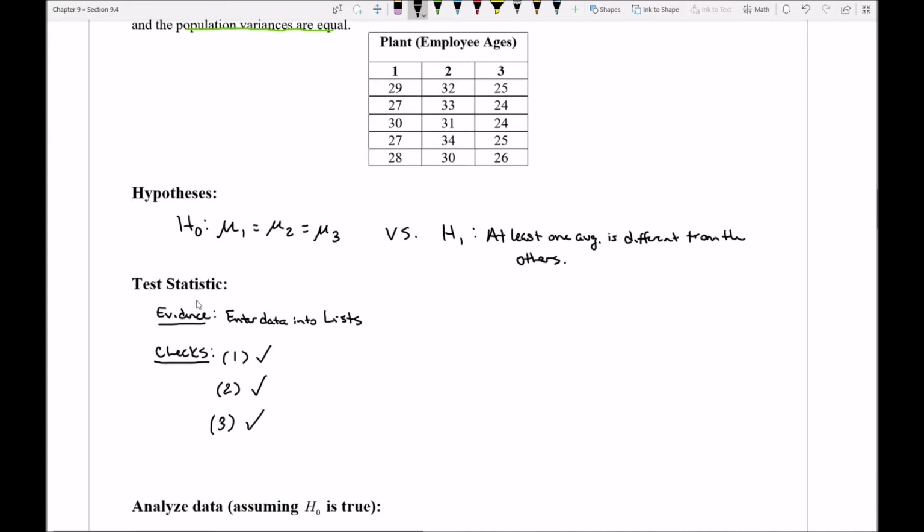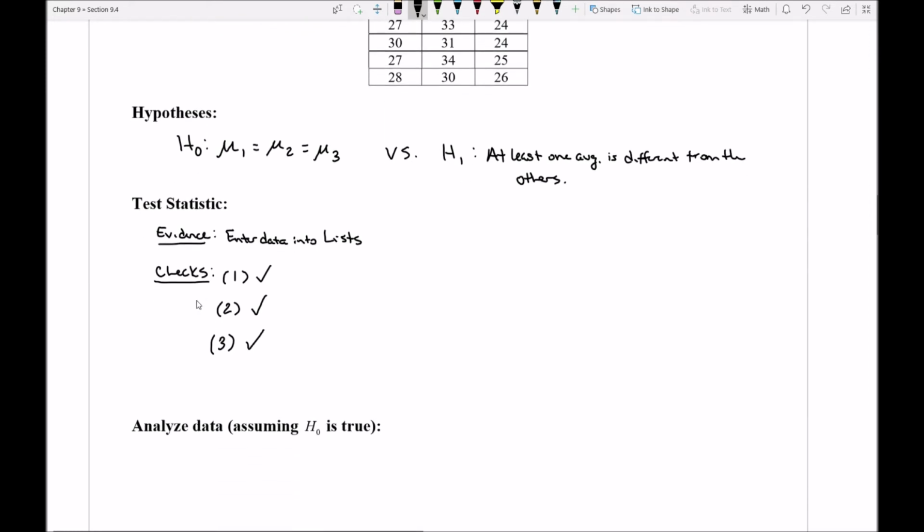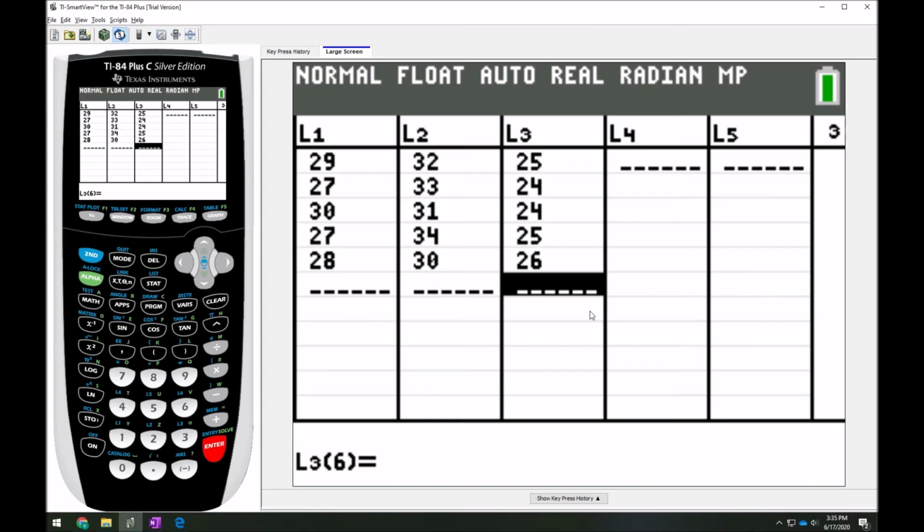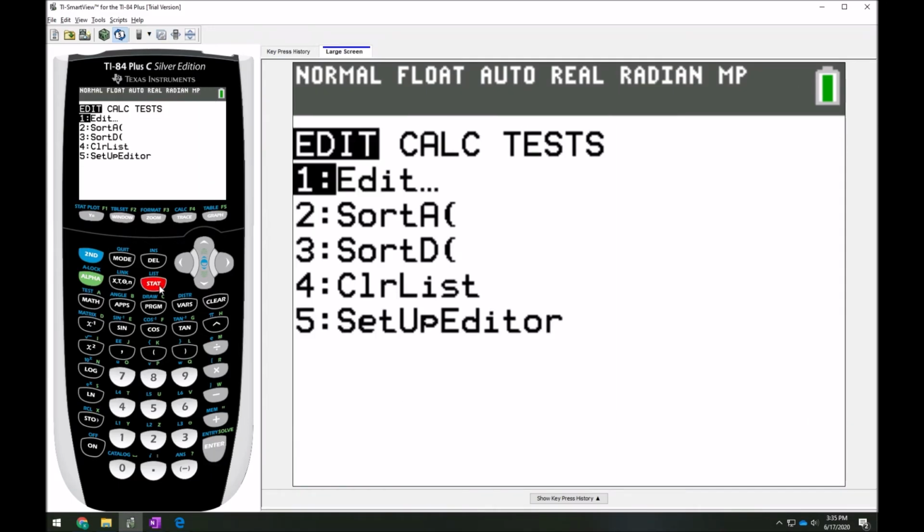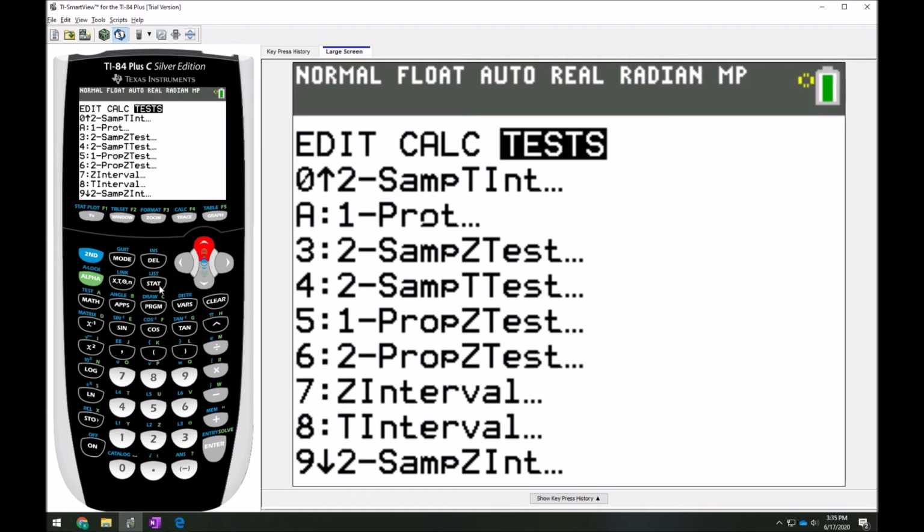So I have all of my checks that are met here, and so now I would actually be able to go ahead and run an ANOVA test on my calculator and get ready to record my test statistic, which remember in this case is going to be given by a letter capital F. So let's go to the calculator and see what we end up with here. So on the calculator, I'm going to go to Stat, I'm going to go to Tests, and I'm going to hit the up arrow.